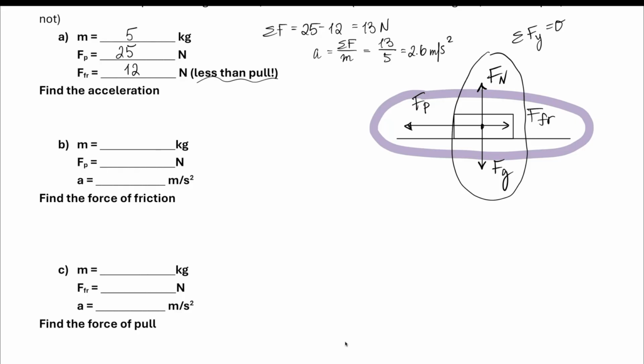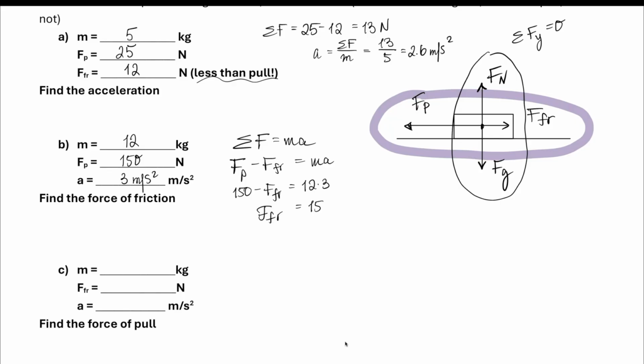In the next example, again, I'm going to have mass, let's say it's 12 kilograms, force of pull, let's do 150, and I'm going to say acceleration is 3 meters per second squared, and now I need to find force of friction. Setup is the same. Net force equals mass times acceleration. Net force being force of pull minus force of friction equals mass times acceleration. So I gave myself 150 for pull minus force of friction, which I need to find, equals 12 for mass, 3 for acceleration. Then force of friction is going to be 150 minus 36, 114 newtons.